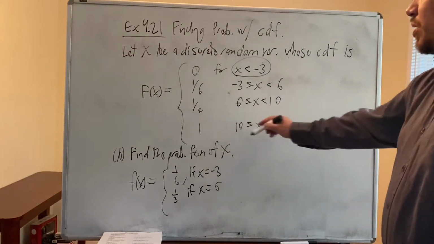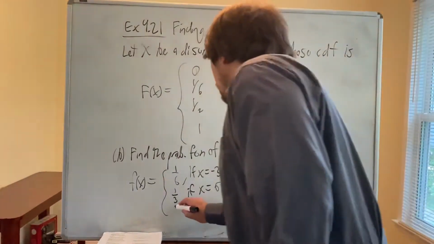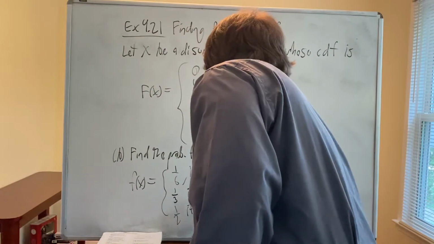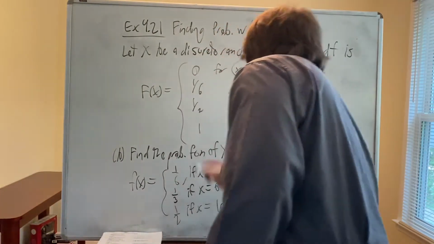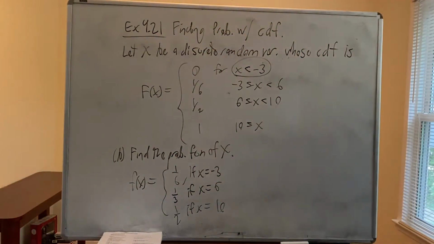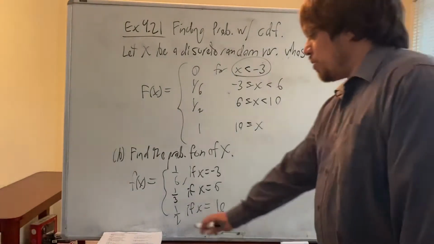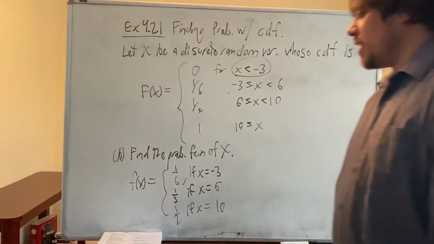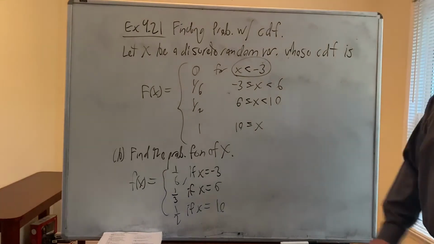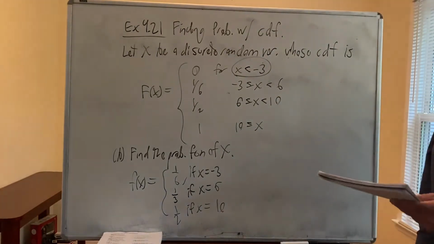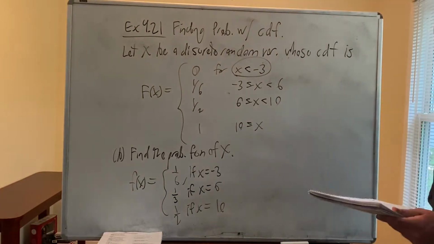When x is 10, it jumps from 1/2 to 1. So it has a probability of 1/2 if x is equal to 10. And that's it. Those are the only values of capital X that have non-zero probability. And if you add it up, you can see that's 3/6, 2/6, 1/6. That adds up to 6/6, which is 1. And so that's the probability function of capital X. That piecewise function.